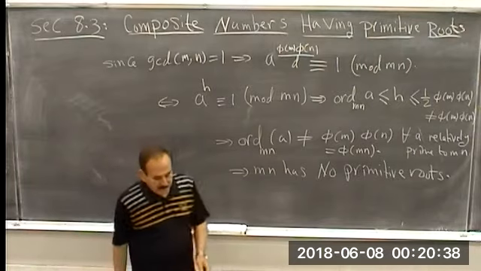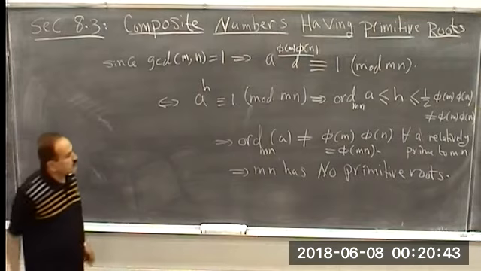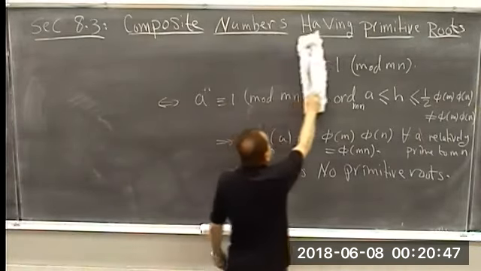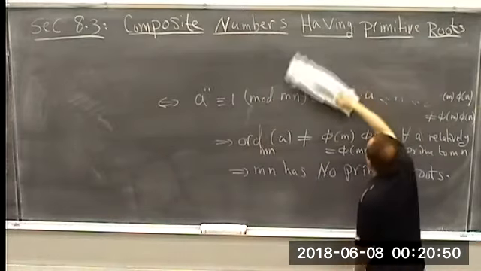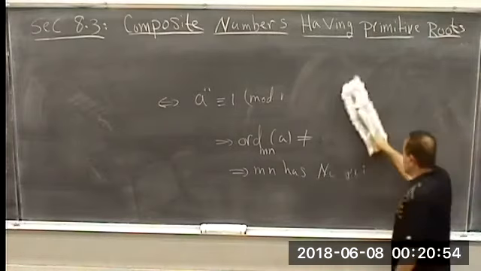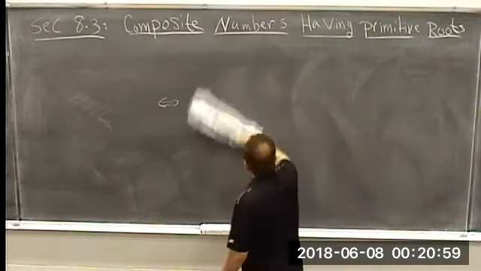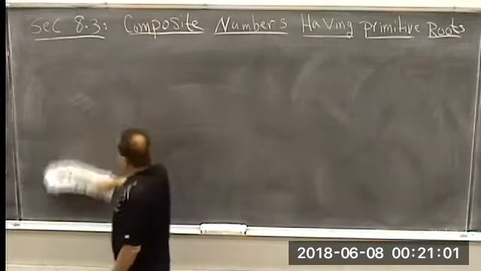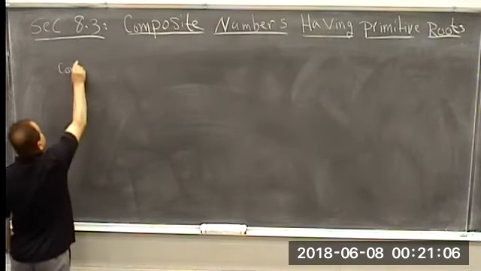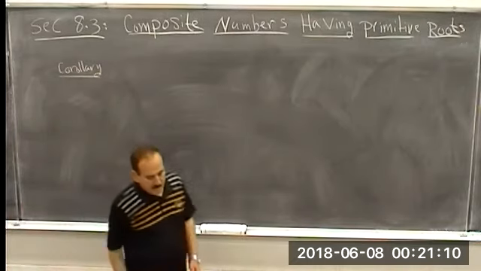All right. Now, with this, we can state a corollary which rules out different types of numbers, which don't have primitive roots. They actually have the whole list, which does not have primitive roots. So here's the corollary.